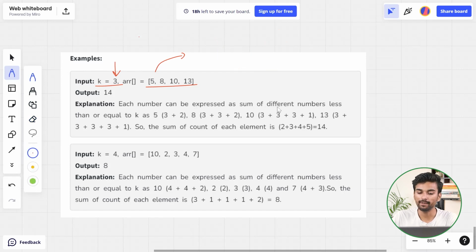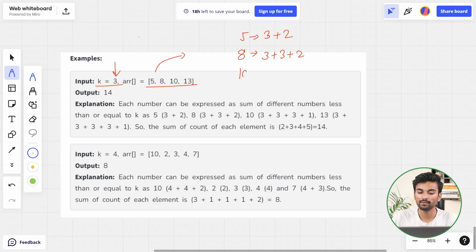Each number can be expressed as a sum of different numbers less than or equal to k. So 5 can be expressed as 3 plus 2, because 3 is less than or equal to k, and 2 is also less than or equal to k. So yes, I can take this configuration for 5. And talking about 8, I can take it as 3 plus 3 plus 2, right? Because 3 and 2 are less than or equal to k. So I can divide 8 into 3 plus 3 plus 2.